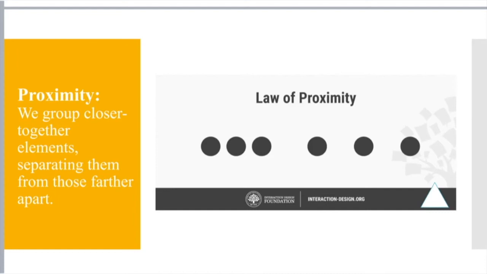So looking at this particular image, on the right we see 3 dots close together, and on the left, I know my lefts and rights, I swear it. On the left we see 3 dots closer together, and on the right we see 3 individual dots, and our brain automatically groups those 3 that are closer together and looks at the ones on the right as 3 individual dots as opposed to a group of dots. Okay? Law of proximity, we group closer together elements, separating them from those that are farther apart. Intuitive.